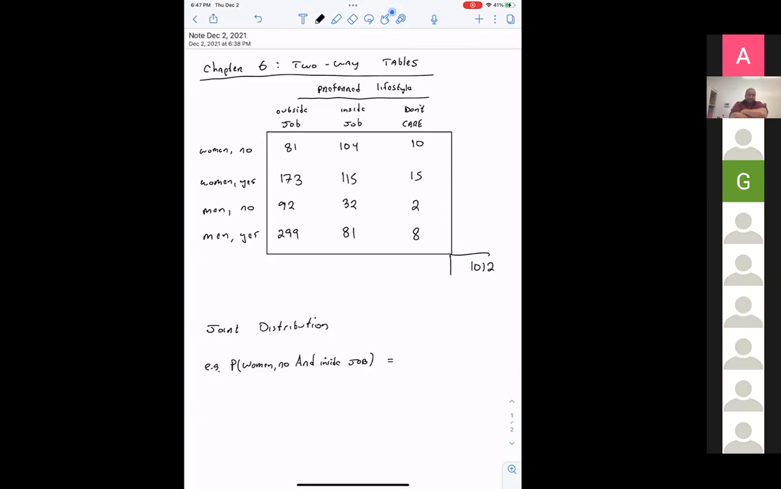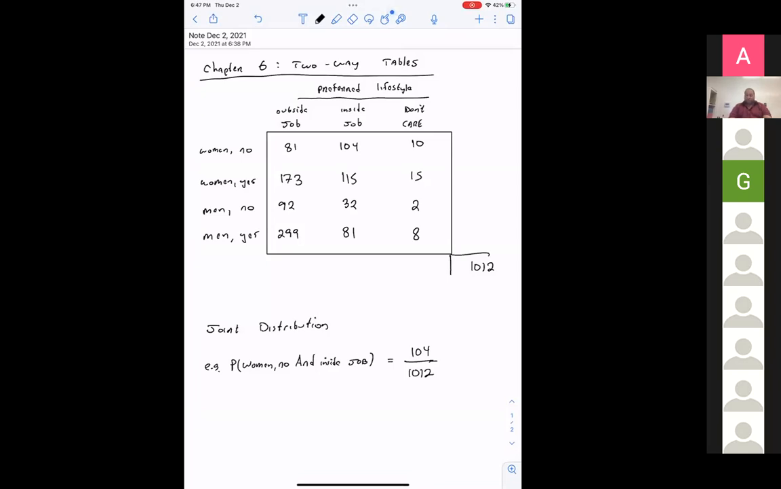115 over 1012. I agree with the 1012, but where's the 115 coming from? Women, yes. Inside job. But I'm asking for women, no, inside job. Oh, you said women, no. 104? Sorry, 104. Okay. So 104 over 1012, that's about 10%. The likelihood that I pick at random a woman with no college education who prefers to have an inside job is roughly 10%.